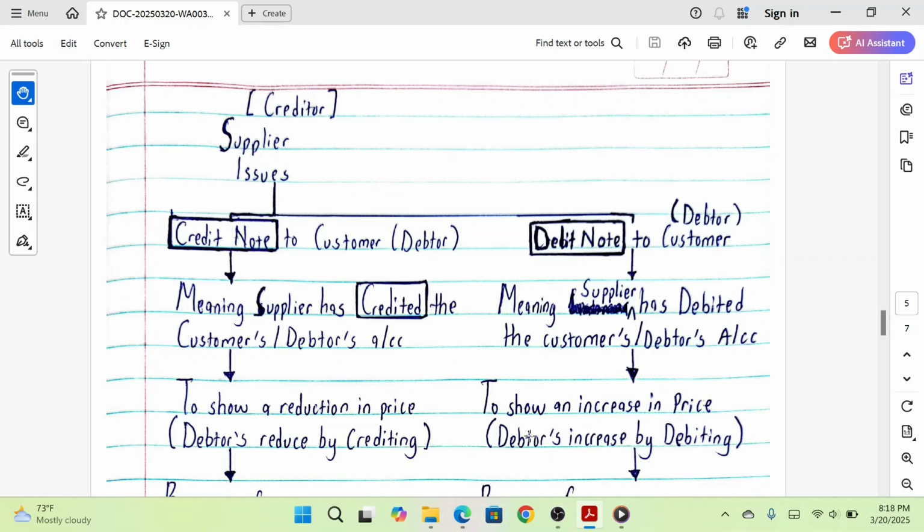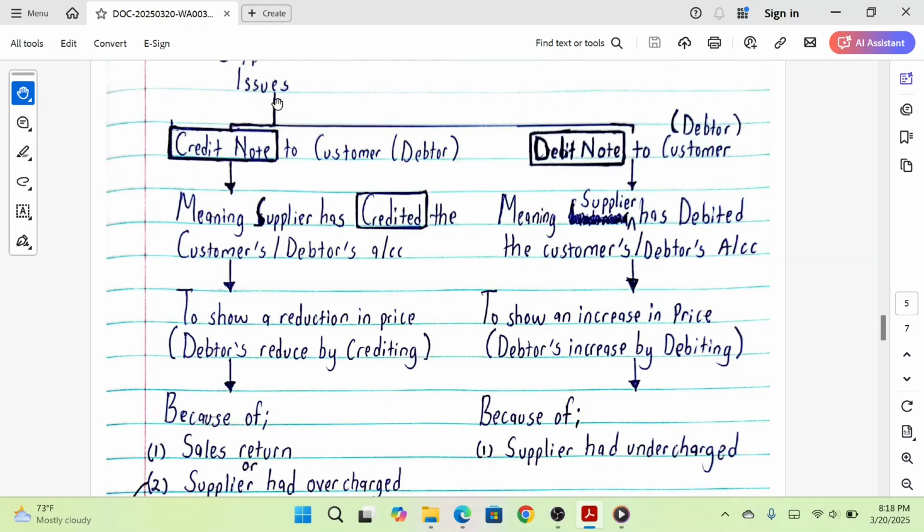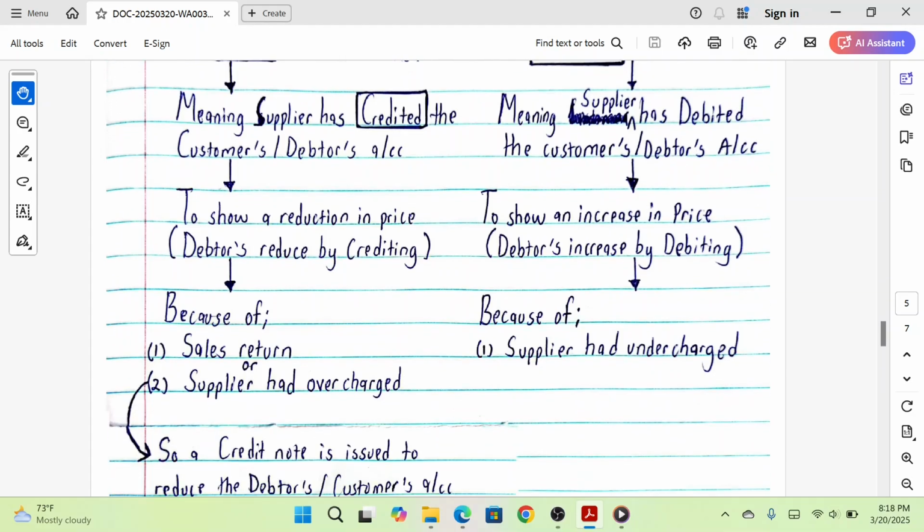So once you know that debtors are increased by debiting, the only way the supplier can increase the customer's account is to pass a debit note. Why are they increasing the price? It's because the supplier had undercharged the customer. So the only way to show this is by issuing a debit note to show that they have debited the customer or the debtor's account. Hope that one is also clear.